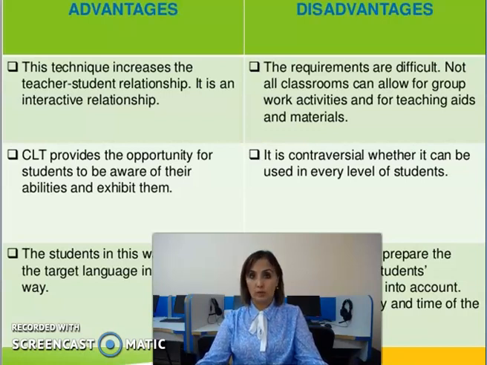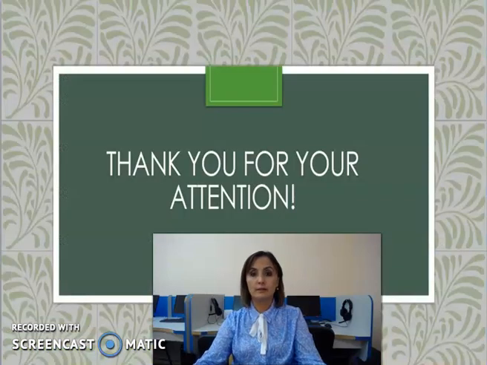What about the disadvantages of this method? So the first disadvantage is that the requirements are difficult. Not all classrooms can allow for group work activities and for teaching aids and materials. It is controversial whether it can be used in every level of students. The teacher should prepare the syllabus by taking students' interests and needs into account. However, the energy and the time of the teacher are limited in this method.